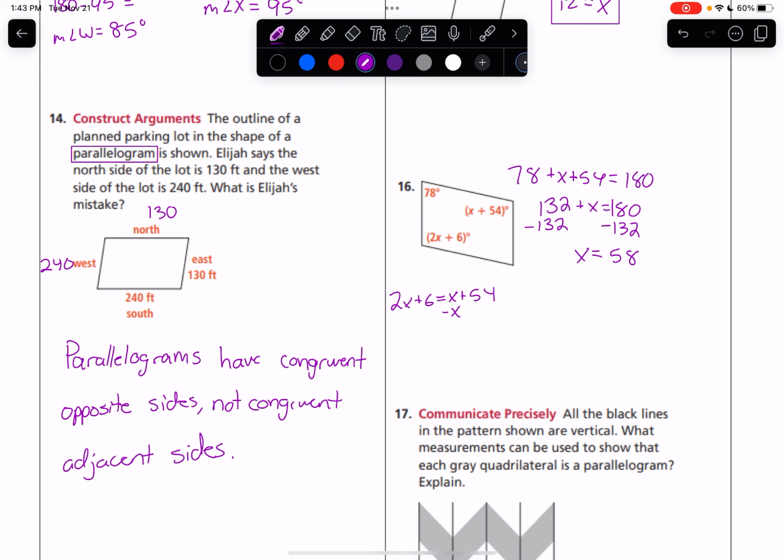So if I subtract x from both sides, I get x plus 6 equals 54. Subtract 6, and I get x equals 48. Oh wait, duh. 180 minus 132 is not 58, it's 48. There we go. So 48 either way, any way you slice it.